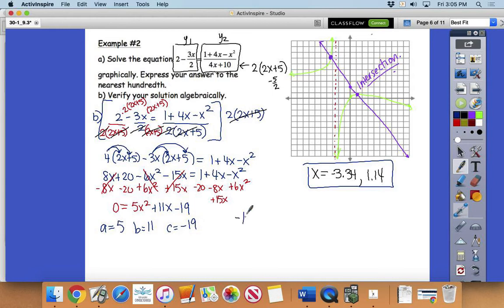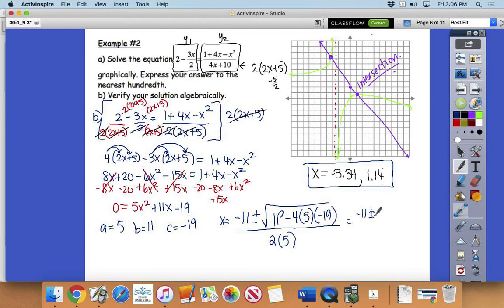So we're going to have x equals negative 11 plus minus 11 squared minus 4 times your a, which is 5, times your c, which is negative 19. Divide the entire equation by 2 times a, which is 5. So if you put this into your calculator, I'm going to have negative 11 plus minus the square root of, in brackets, 11 squared.